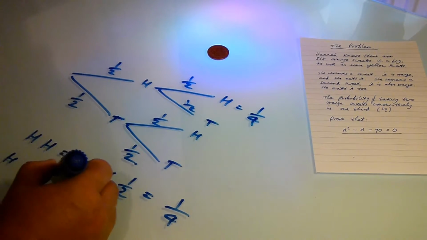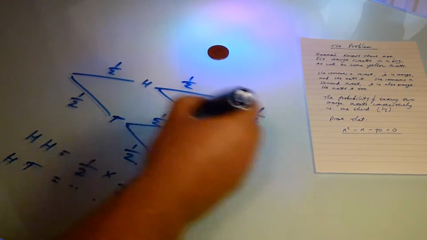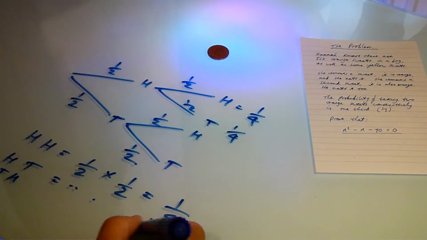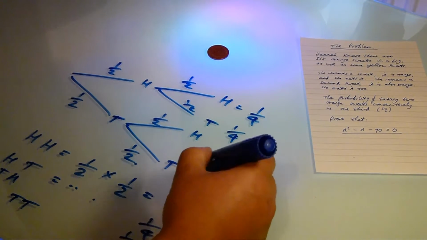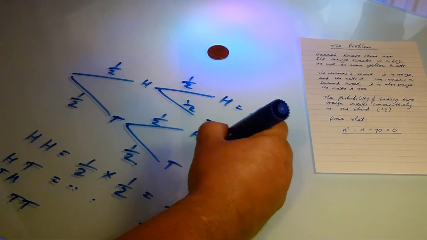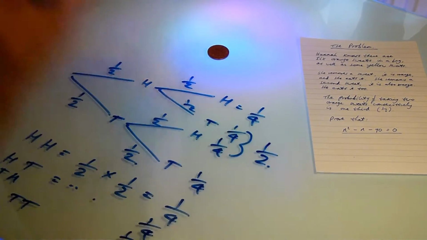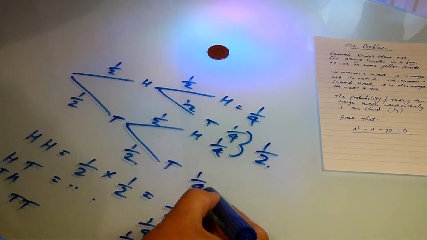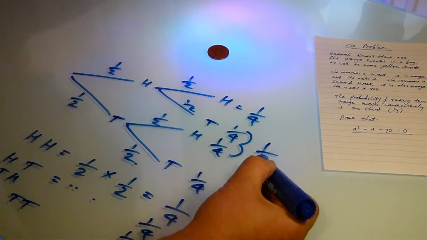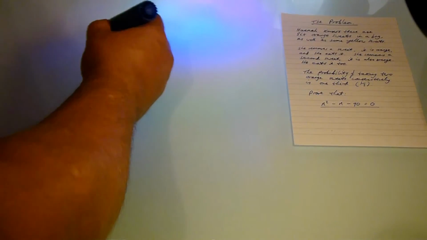Head, tail is the same. Tail, head, same. Tail, tail, same. We can add these and that would be a half. So getting 2 heads is a quarter, 2 tails is a quarter, but a head and a tail or a tail and a head is a half. Back to Hannah's problem.